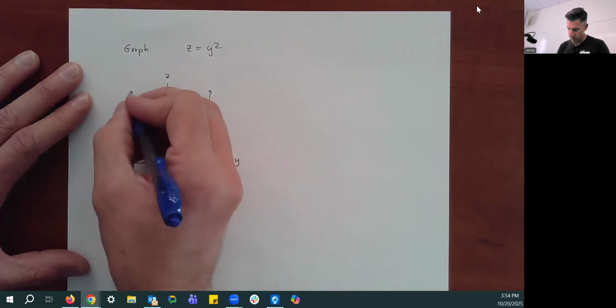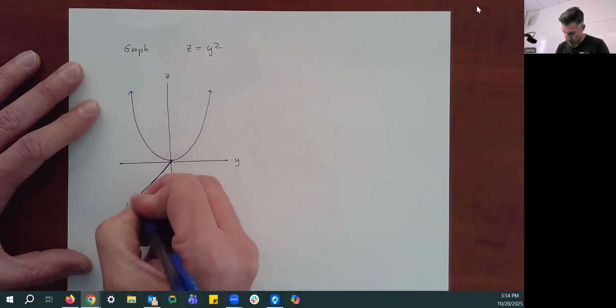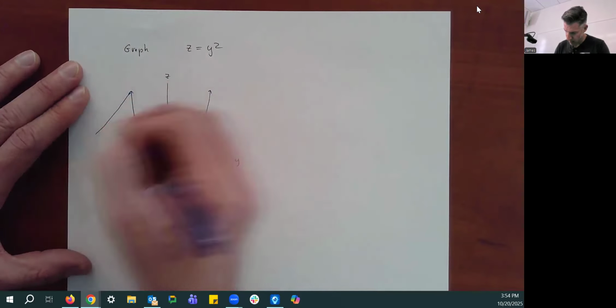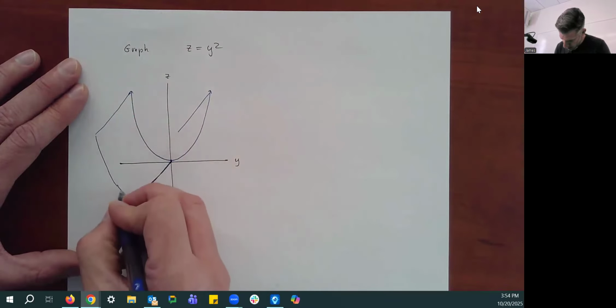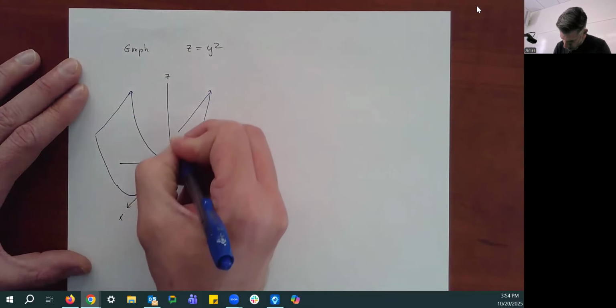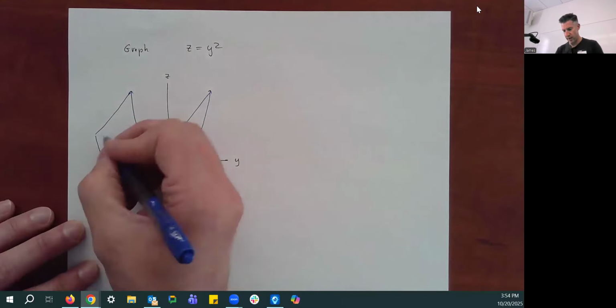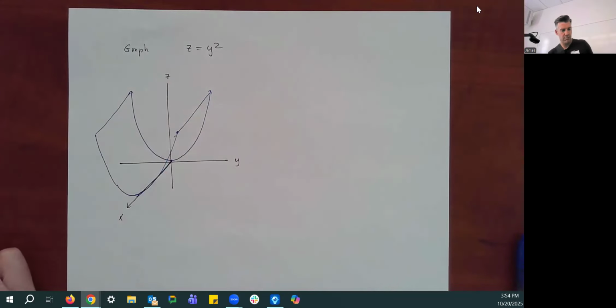Meaning this whole thing is going to come down this way. So this is going to come down like that. This is going to go like that. It's going to go like that. So it's going to look kind of like this, right? It's just your parabola, but extended in the x direction.